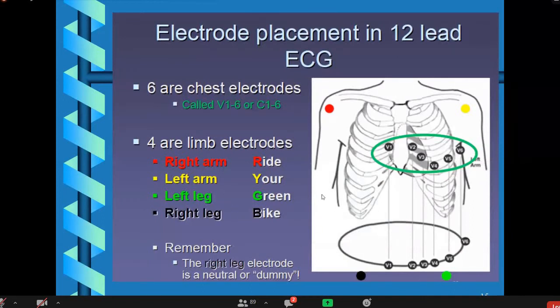So we have already discussed how the electrodes are being placed. Now you can understand better V1, V2, and then all the way to V6, and this is how they see the heart. Red, yellow, green. This is the pattern, and then the black one or the right leg would be neutral.